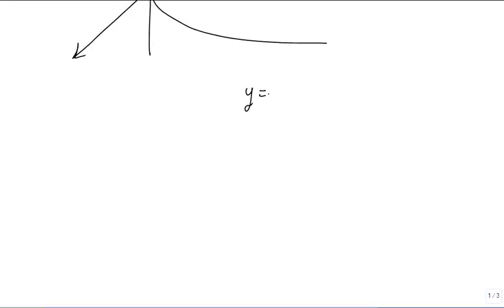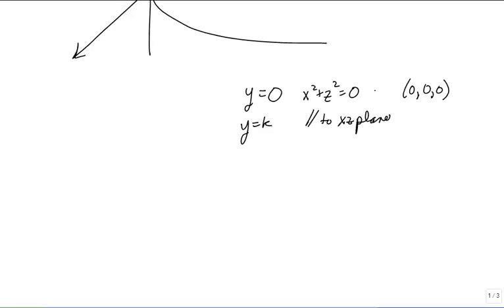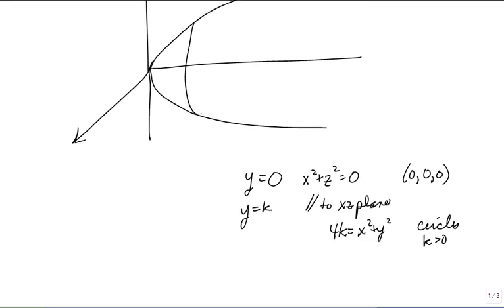Alright, if y equals 0, we get x squared plus y squared equals 0, so we just get the point 0, 0, 0. So if y equals k, that's parallel to the XZ plane. We get 4k equal x squared plus y squared. We get circles if k is bigger than 0.